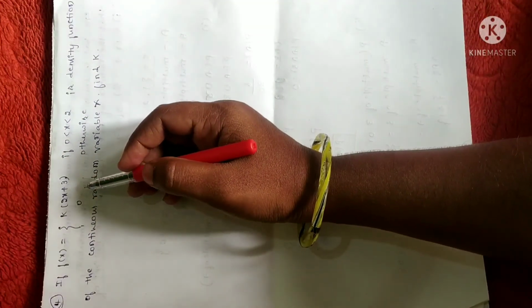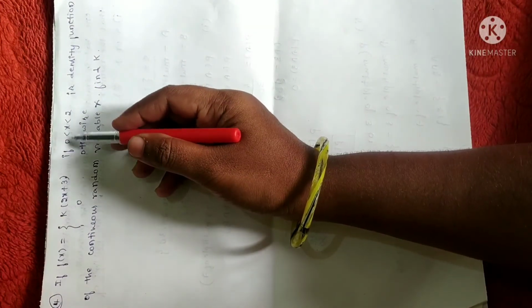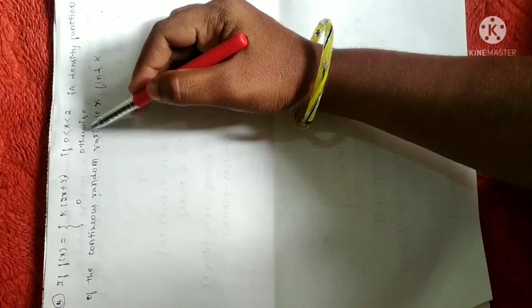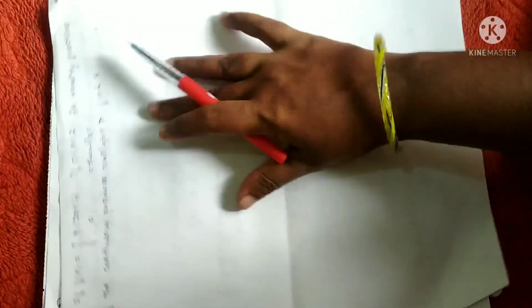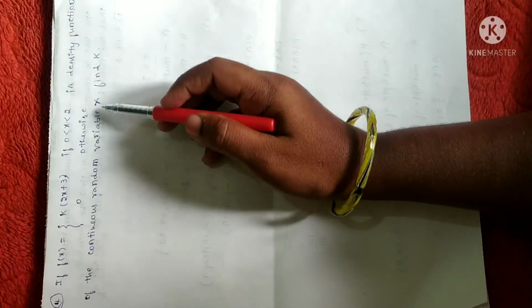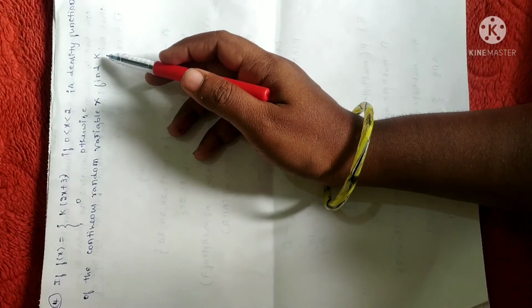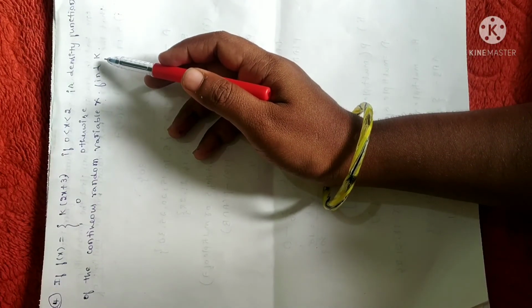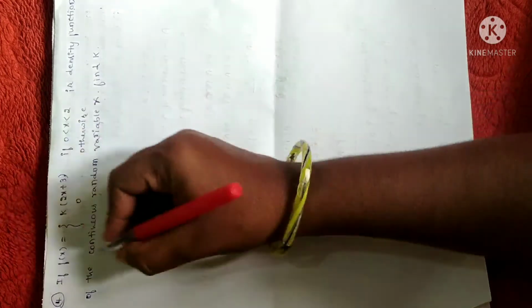Now let me solve one more problem. So here is a problem. Fourth one. If f of x is equal to k into 2x plus 3, if x lies between 0 and 2, is the density function, and it takes the value 0 otherwise, of a continuous random variable x, here we need to find only k. So here only k value is asked. You have to solve only for k. Now let me solve this.